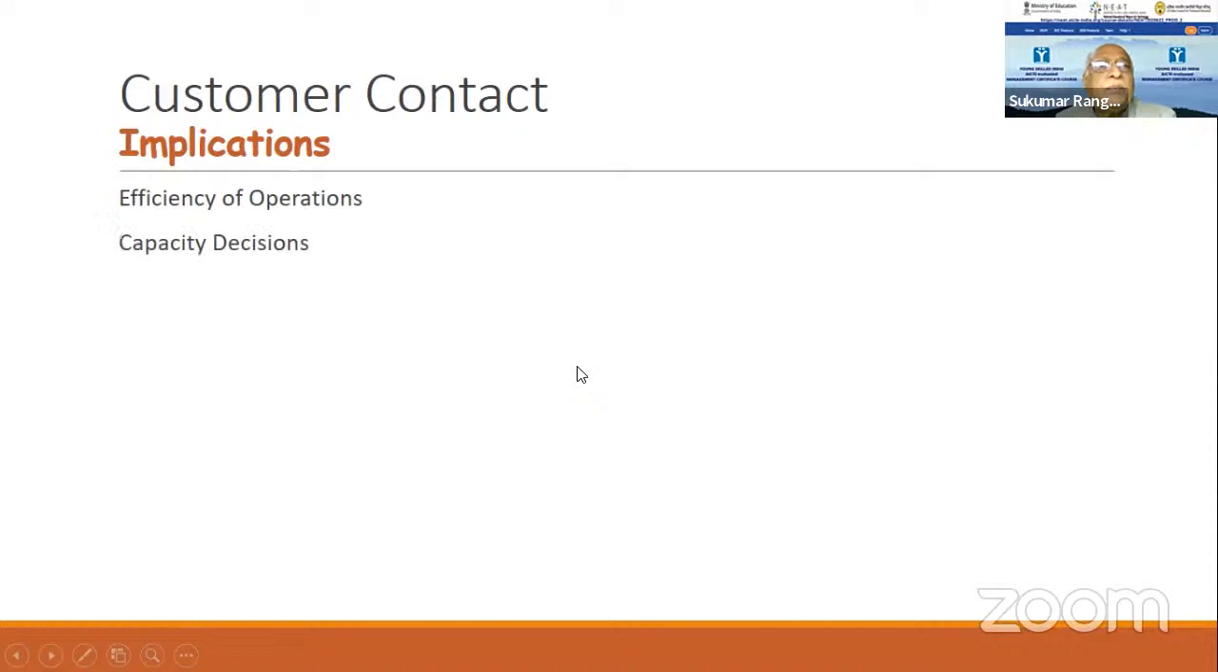Implications: efficiency of operations, capacity decisions, facility location choices. Let us take a very simple example. In the case of an operation theater in a hospital, how do you decide the capacity? Can you say for sure that we can do 10 operations per day?